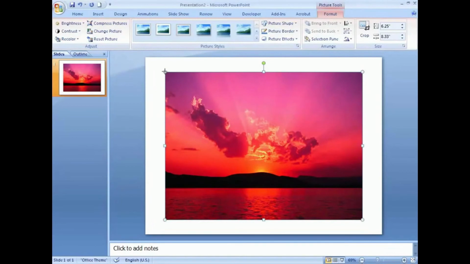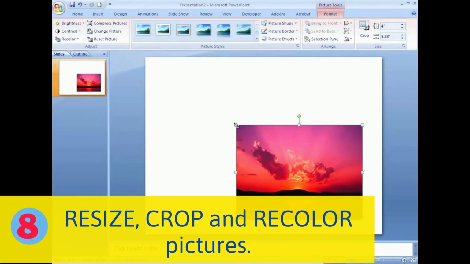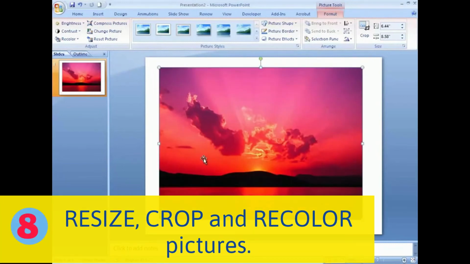When looking for a picture to use in a slide, you don't have to use it the same way as the photographer took it. Some pictures can be more effective after they have been resized, cropped, or recolored.